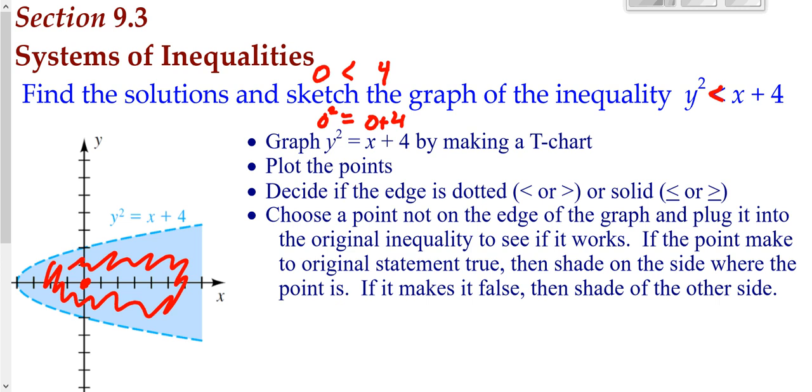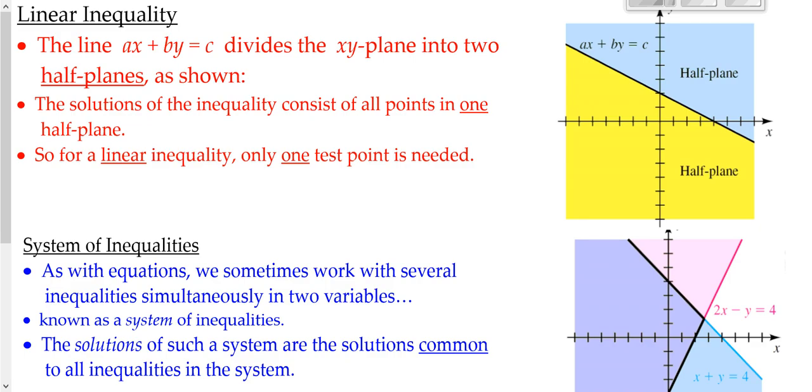If I had chosen a point and plugged it in and it did not work, I would have had a false statement, so I would not shade where my point was. I would shade on the other part. A line cuts your xy coordinate system in half. If it's a linear inequality, meaning a line with an inequality, then you're either going to be shading above or below. So a linear inequality is really half your coordinate plane. Half of it works for you, and half of it doesn't.